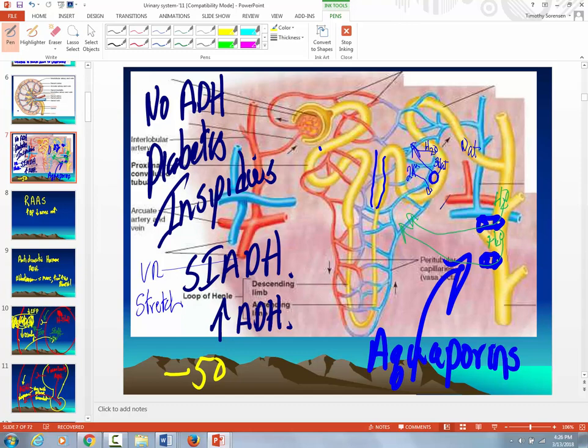Yes or no? Okay. So watch. Aldosterone increases your blood volume. ANP decreases your blood volume. Say yes. Right? So when the aldosterone's around, it's going to inhibit ANP, and when ANP's around, it's going to inhibit aldosterone. Wouldn't make sense otherwise.